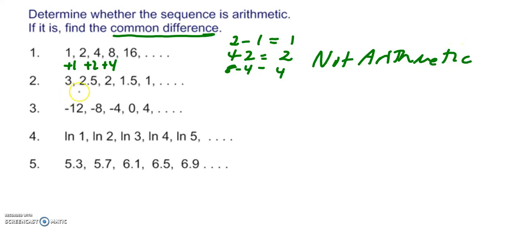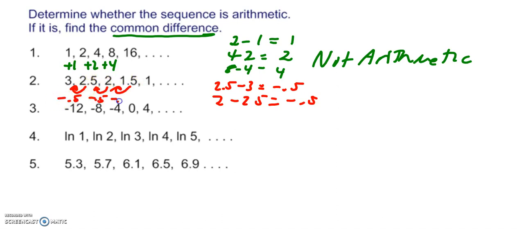The second example, however: the difference between the second term and the first is negative 0.5. Then the difference between the third output value and the second is also negative 0.5. Going from the second term to the first, and from the third term to the second, each time the common difference is negative 0.5. So you would say for example 2, the common difference equals negative 0.5, and it is arithmetic.